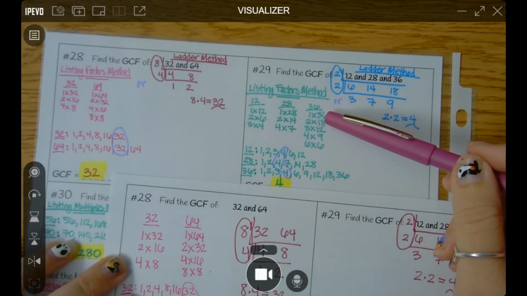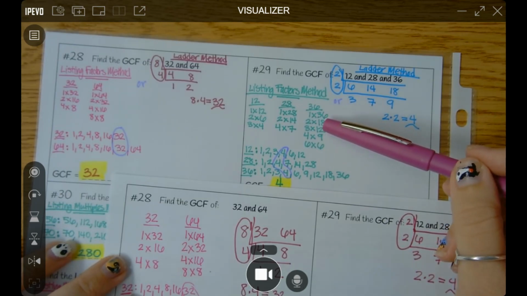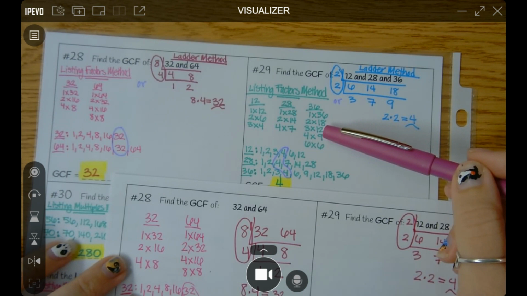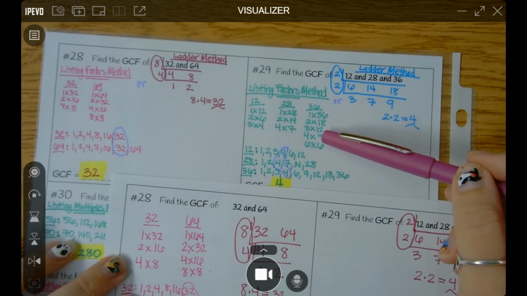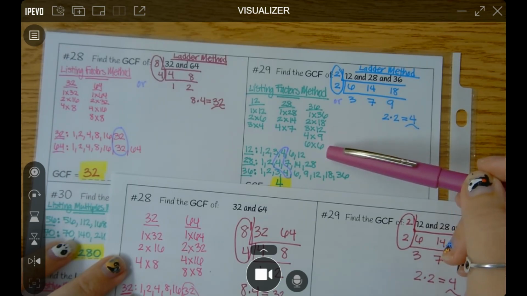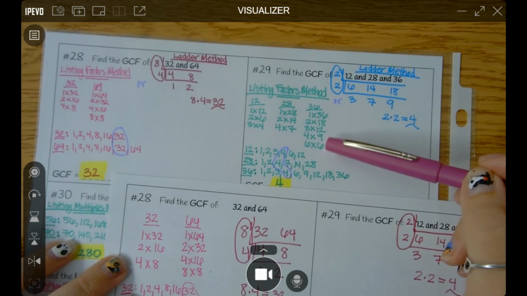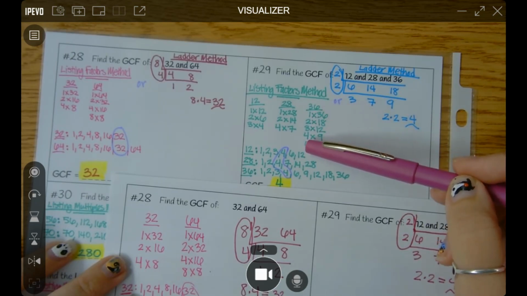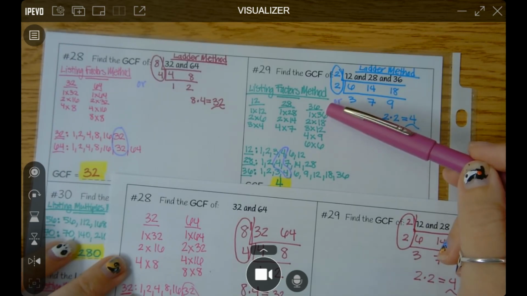36, 1 times 36, 2 can go in 18 times, 3 goes in 12 times, 4 can go in 9 times. Can 5 go in? Nope, it doesn't end in 5 or 0. 6 times 6, right? And now you have a double, so you can stop. That's all of them. 1, 2, 3, 4, 6, 9, 12, 18, 36.